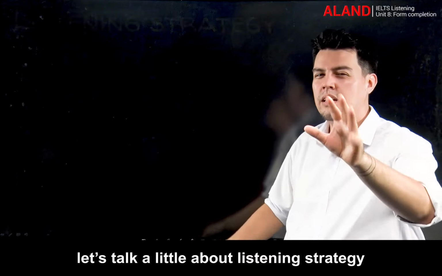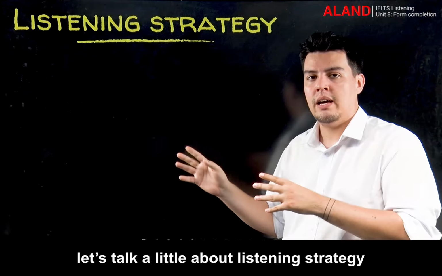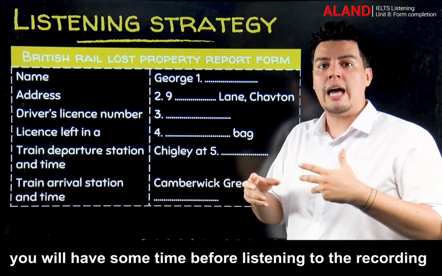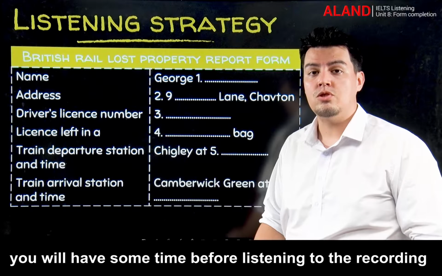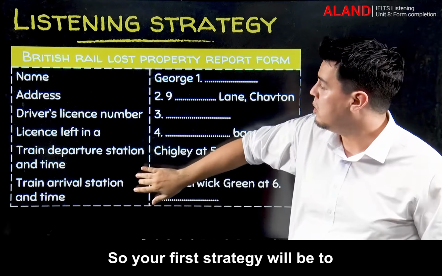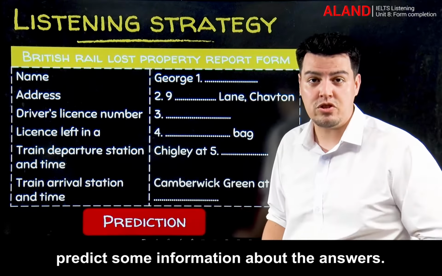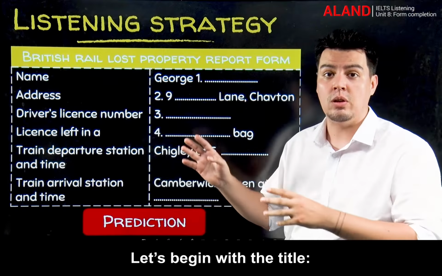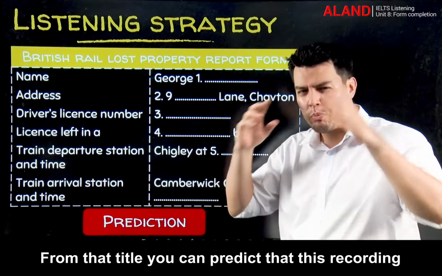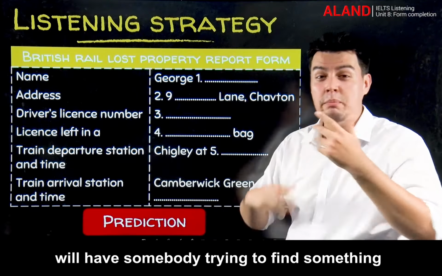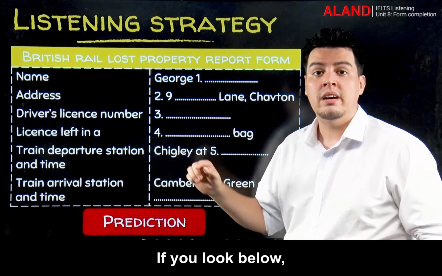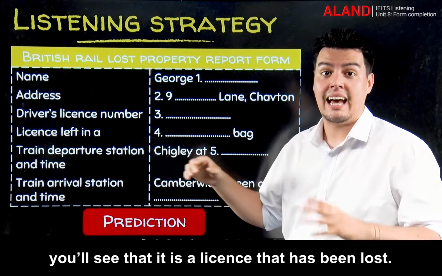So, let's talk a little about listening strategy. And let's use the previous example again. If you remember, you will have some time before listening to the recording to read the questions and get ready. So your first strategy will be to predict some information about the answers. Let's begin with the title, British Rail Lost Property Report Form. From that title, you can predict that this recording will have somebody trying to find something that they lost. If you look below, you'll see that it is a license that has been lost.